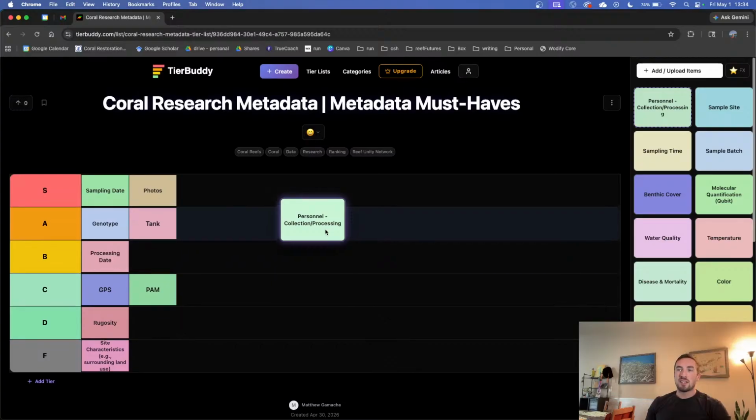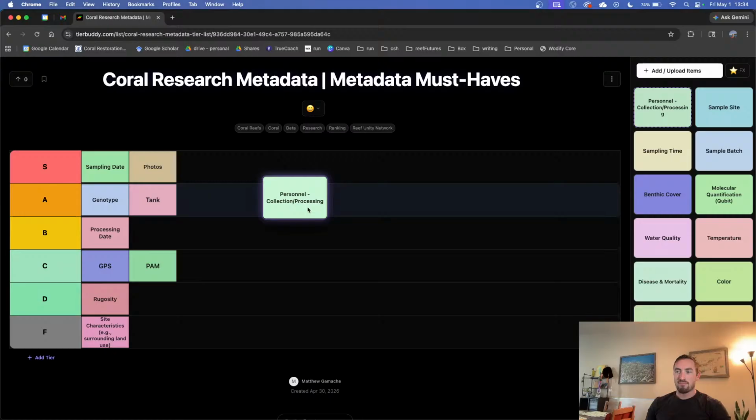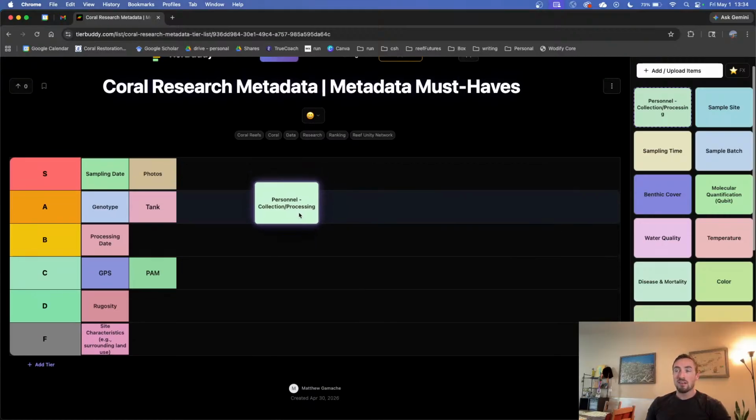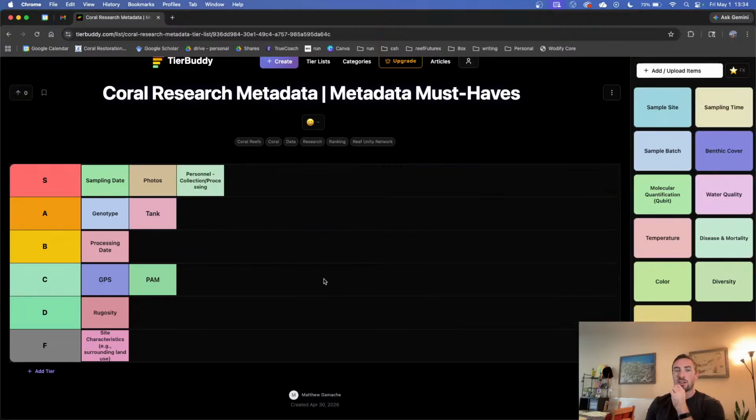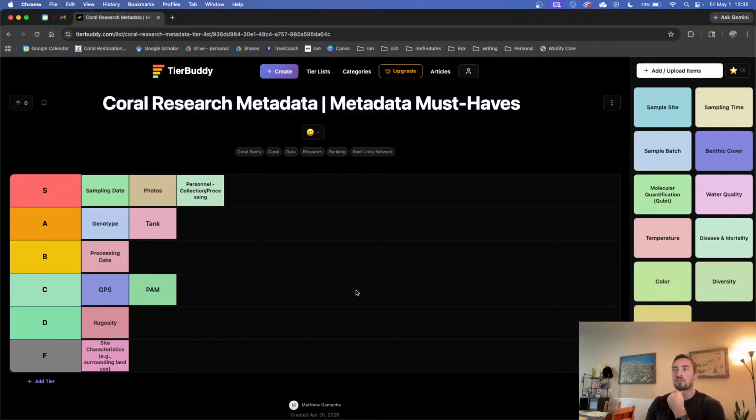But it's definitely S or A tier. I was very picky about this. I made sure to always collect this information. And it's a good one for batch effects. I'm gonna put it in S tier for now. If you guys think it's less important, I'm willing to listen. I'm willing to negotiate on this one, but I'm gonna put it S tier for now.